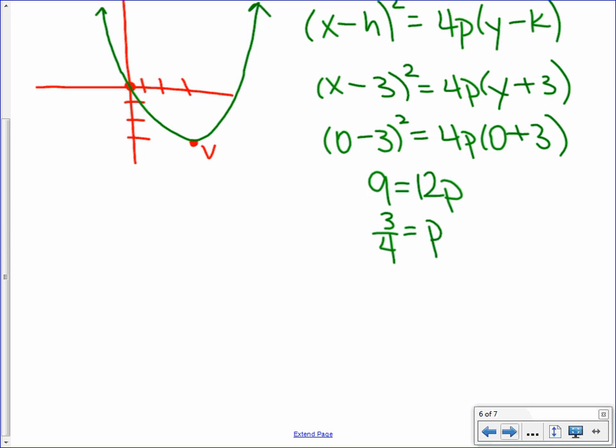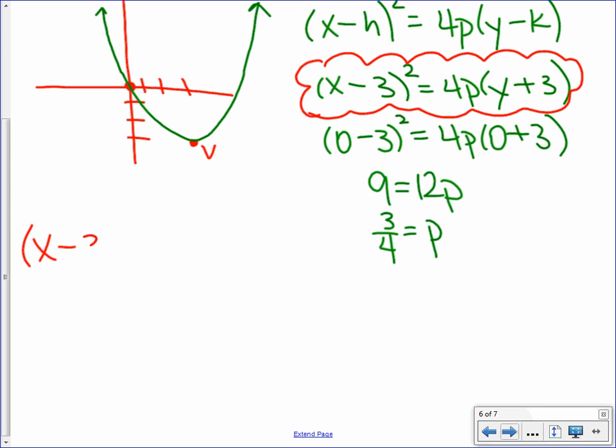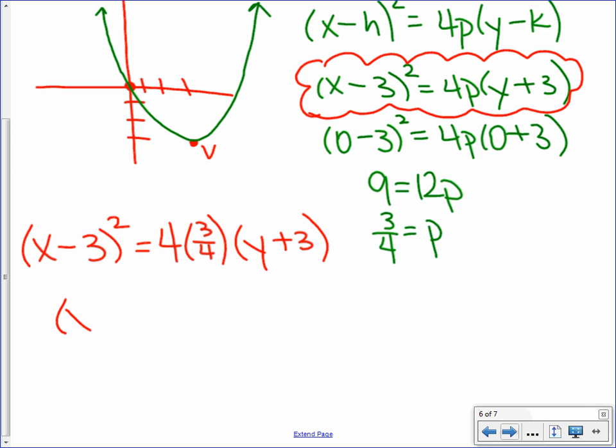Okay. Well, then we can come back to this right here. We know our vertex was 3, negative 3, so we had x minus 3 squared equals 4. Now we know p is 3/4. So our standard form equation is x minus 3 squared equals 3 times y plus 3.